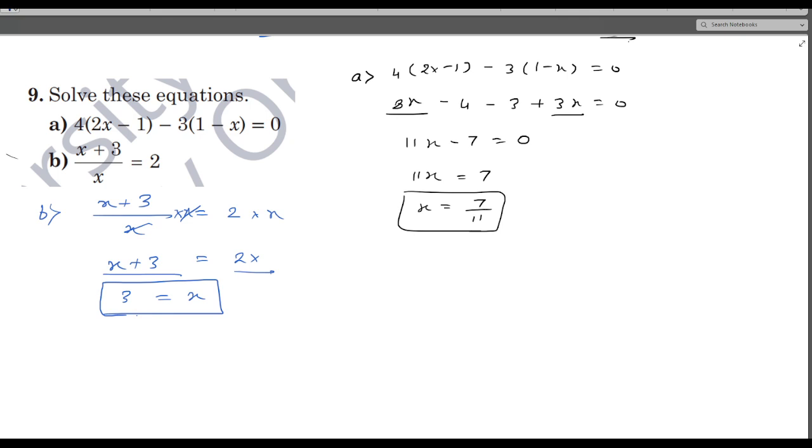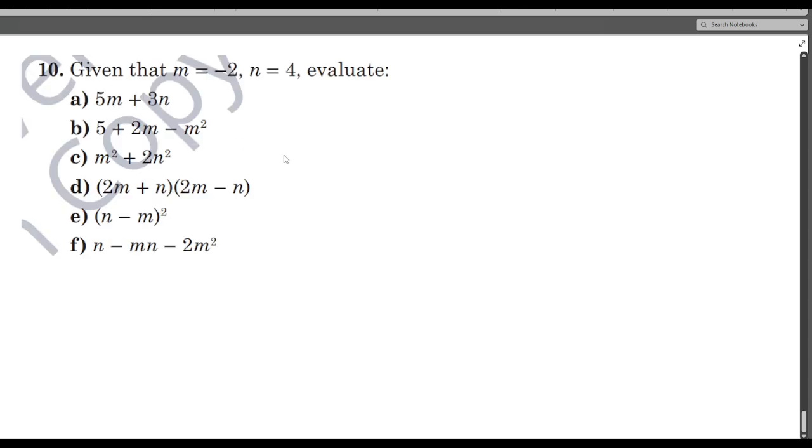Okay, now question number 10. Question number 10 is again substitution. So question number 10, first part A. So here in A, 5 times m, which is minus 2, plus 3 times n, which is 4. So 5 times minus 2 is minus 10, 3 times 4 is 12, minus 10 plus 12 is 2.